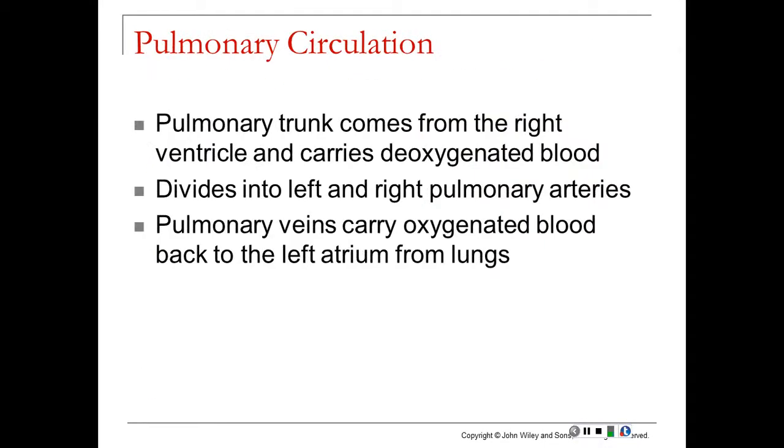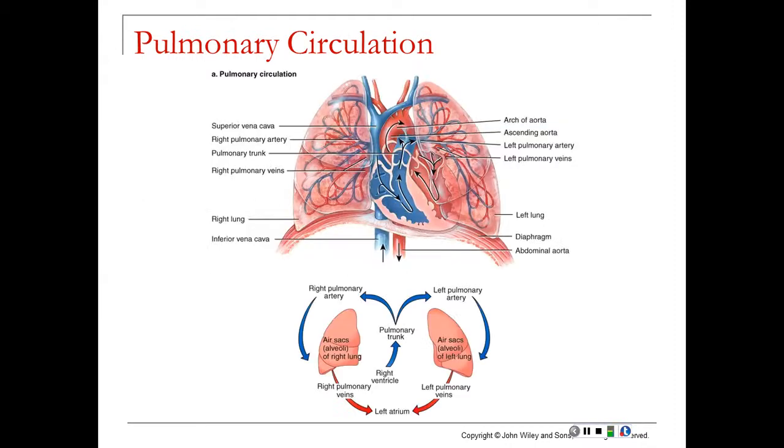Let's talk for a minute about pulmonary circulation. We just went through systemic circulation. Pulmonary trunk comes from the right ventricle and carries deoxygenated blood. Then it divides into the right and left pulmonary arteries. We went through this briefly earlier on in the lecture. And then those pulmonary veins carry that oxygenated blood back into the left atrium from the lungs.